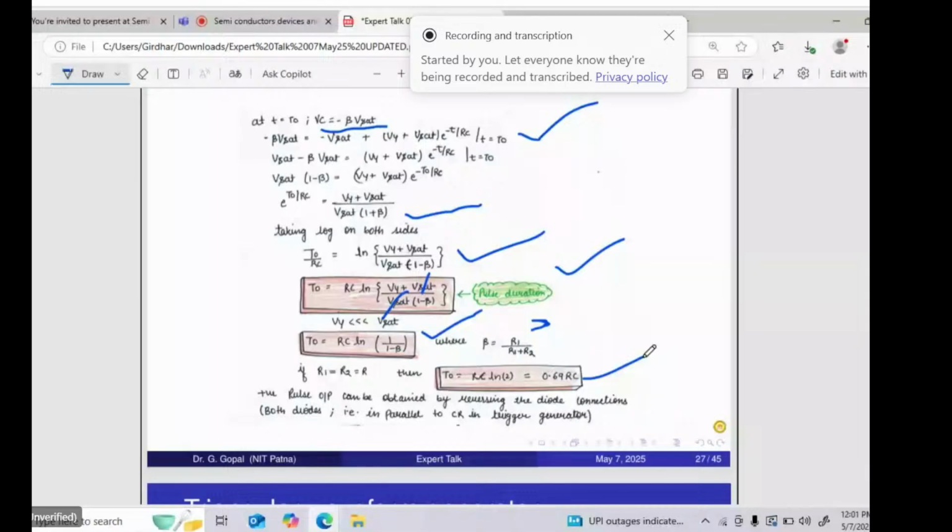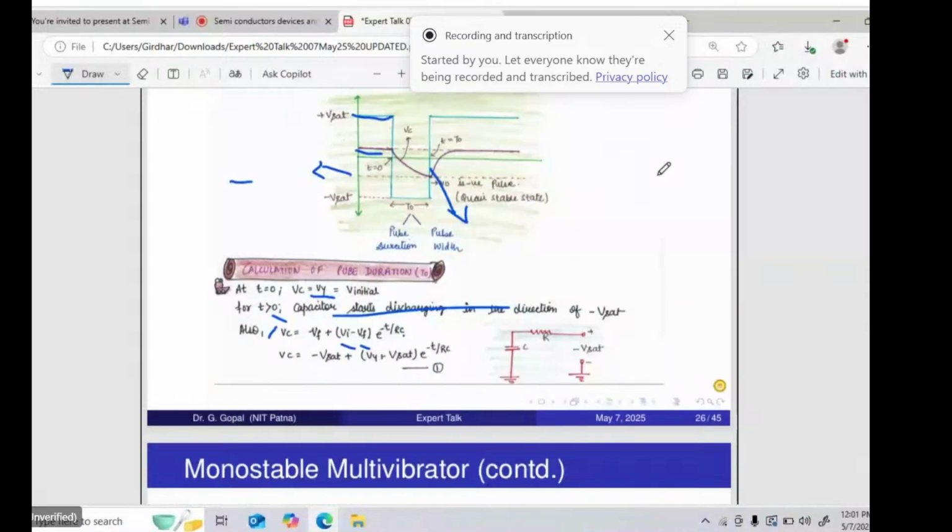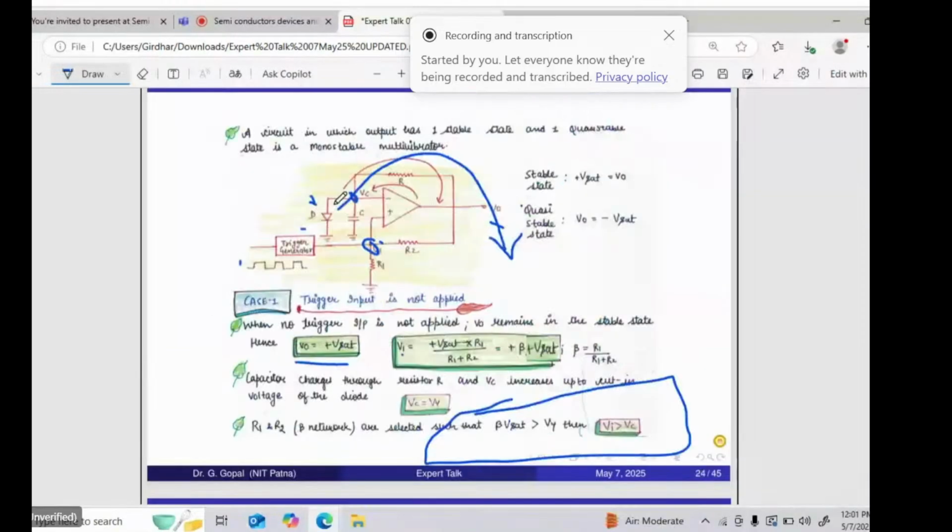Now if you want to find the positive pulse, what can you do? Just reverse the polarity of the diode. Now the diode is in the downward direction. If you make the diode in the upward direction, it will generate a positive pulse, right? So please note this line. Positive pulse output can be obtained by reversing the diode.